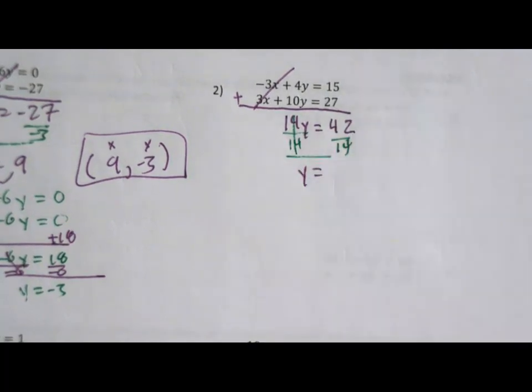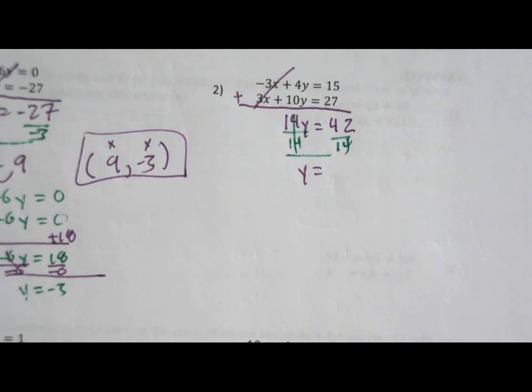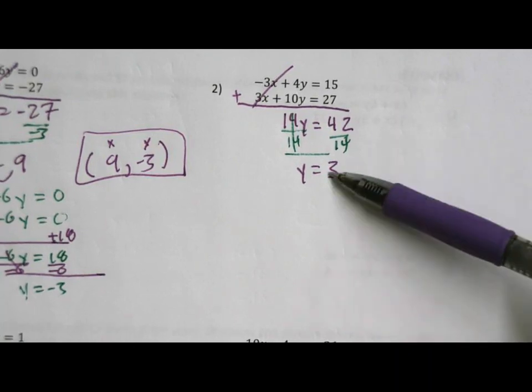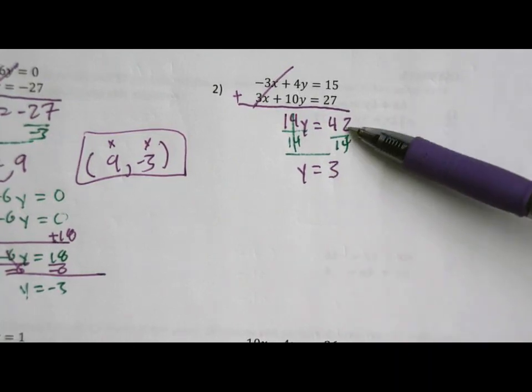Y equals, I want to say that's 3. Can someone confirm that for me, please? Thank you very much. So we got half of our answer. That was the easy half. We're going to need to come back and solve for x now. We already solved for y, so we need to come back and solve for x.